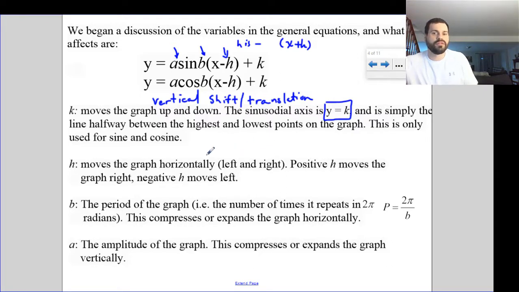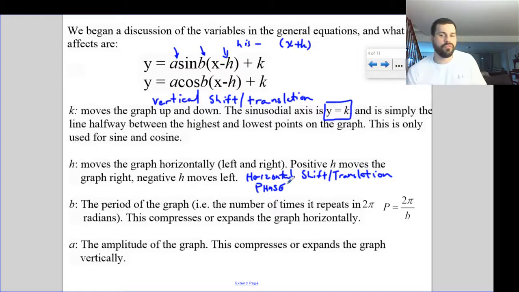And then I just made a note that this is only used for sine and cosine because tangent doesn't have a sinusoidal axis, all right? k still is used in tangent, but it's not a sinusoidal axis. Then h moves it horizontally, positive h moves it right, negative h moves it left. So that is called the horizontal shift or translation. And actually sometimes you'll hear it called a phase shift. I'll just write that down for you and you can follow along in your notes. It's also called, sometimes instead of the horizontal shift, the phase shift.